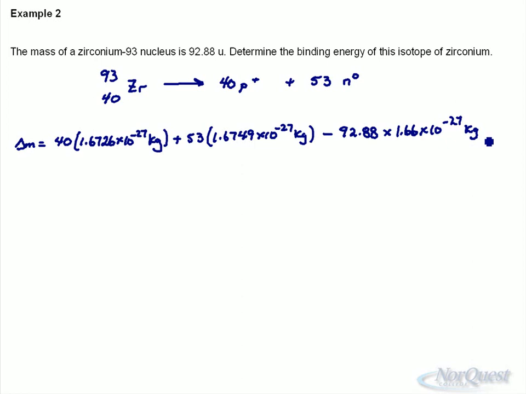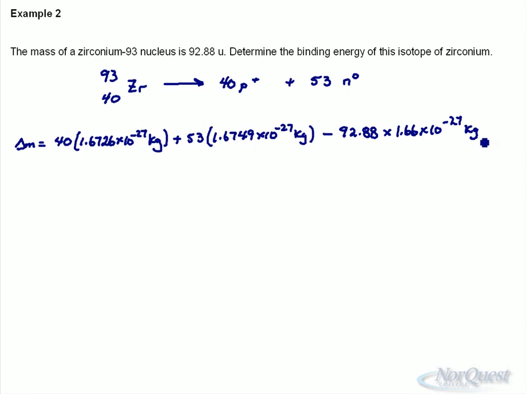40 times 1.6726 exponent negative 27, plus 53 times 1.6749 exponent negative 27, subtract 92.88 times 1.66 exponent negative 27. Hopefully I punched everything in right.